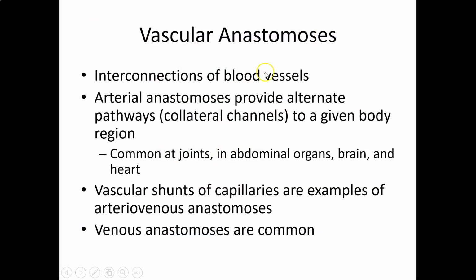An anastomosis is an alternate route through circulation, a collateral channel. It branches off blood vessels so that there's more than one route to take. Veins are great at anastomoses. Lymphatics anastomose like crazy.